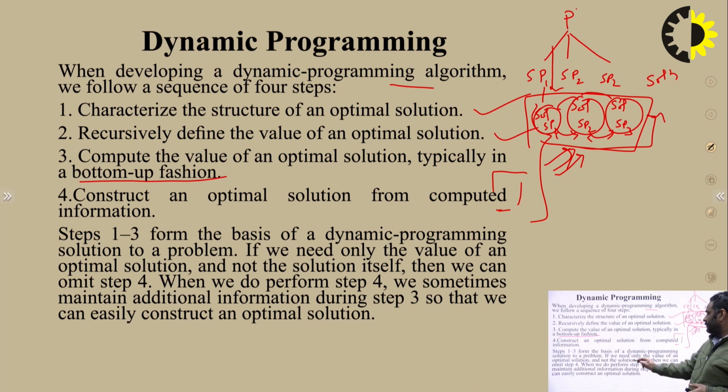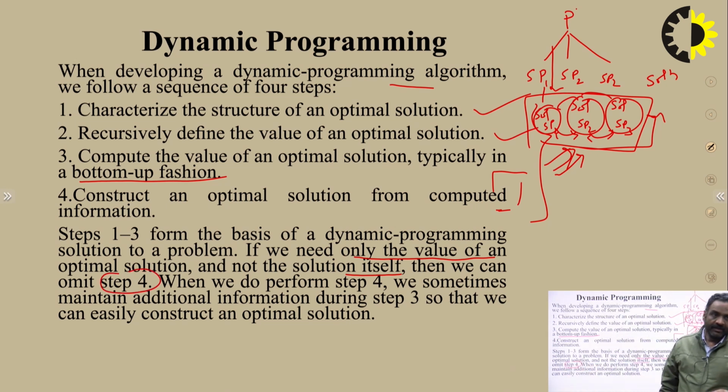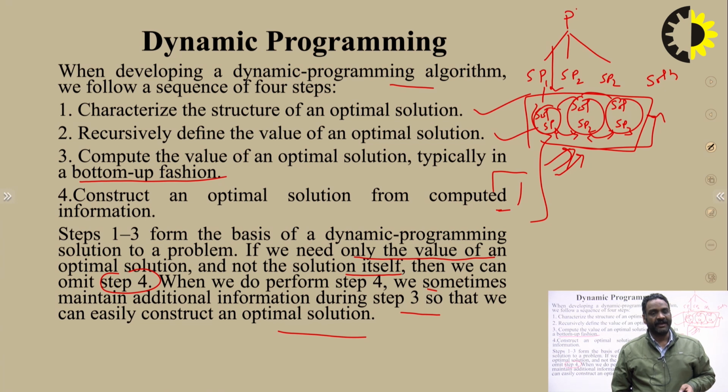of the given problem. If we need only the value of an optimal solution and not the solution itself, then we can omit step 4. Step 4 is required when we want to find the ultimate solution of the given problem. When we do perform step 4, we sometimes maintain additional information during step 3 so that we can easily construct an optimal solution. These are the 4 characteristics of dynamic programming.